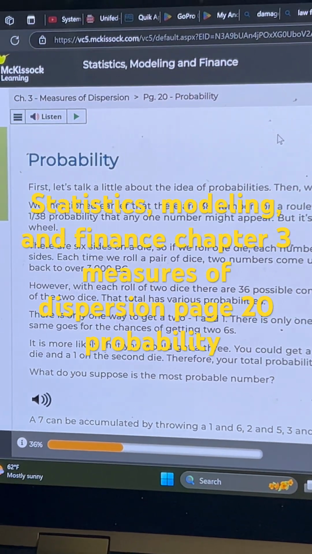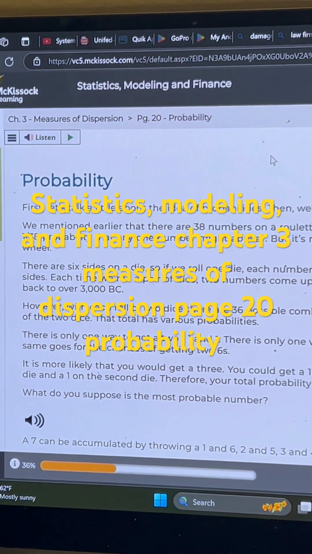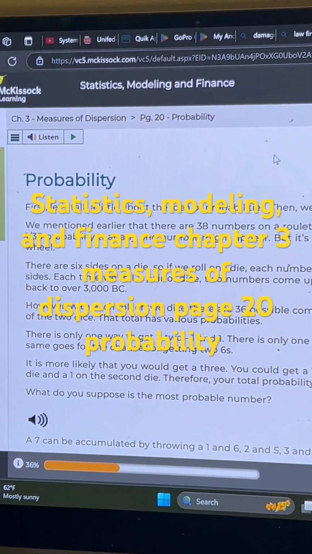Statistics, Modeling, and Finance, Chapter 3, Measures of Dispersion, page 20, Probability.